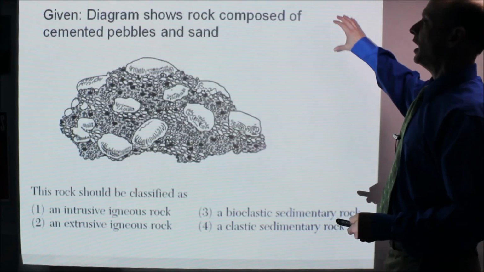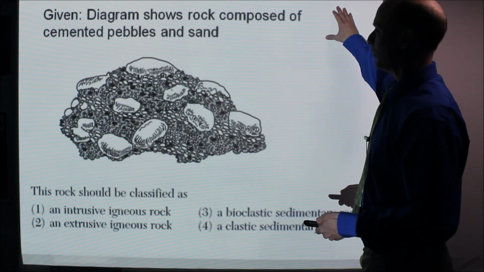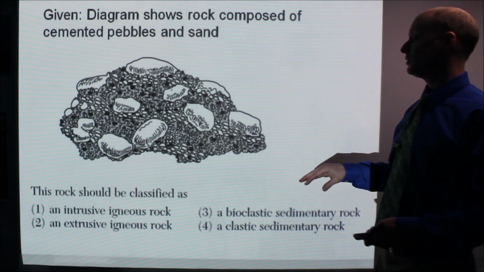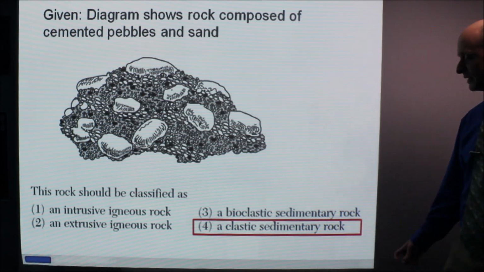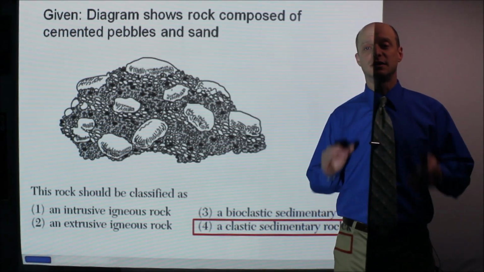Here's another one. Given, it says the diagram shows rock composed of cemented pebbles and sand, and this is their representation of it. And the question is, this rock should be classified as, and the answer is a clastic sedimentary rock. So that's just some of the basics of sedimentary rocks.